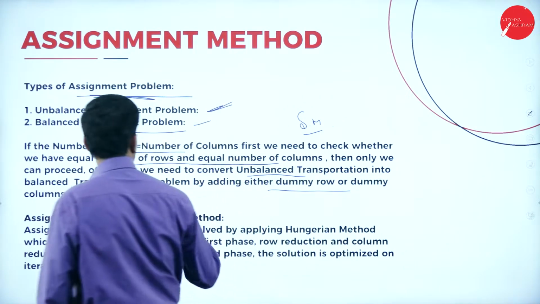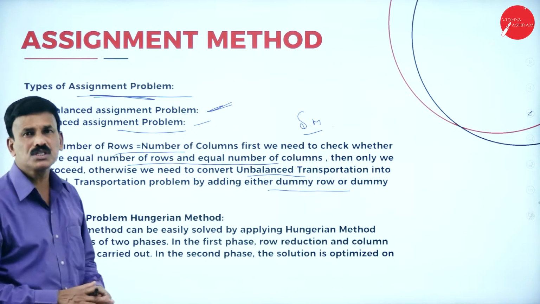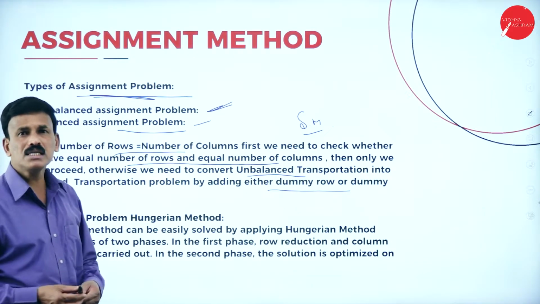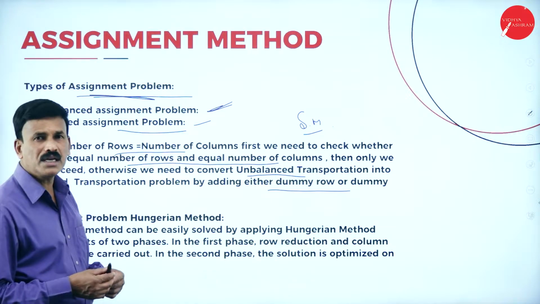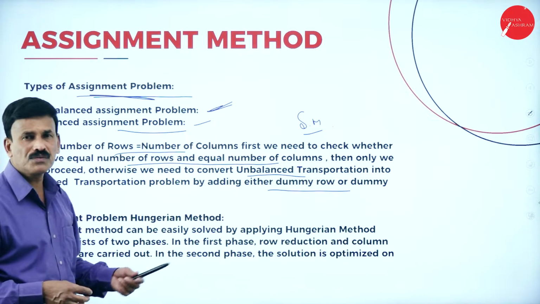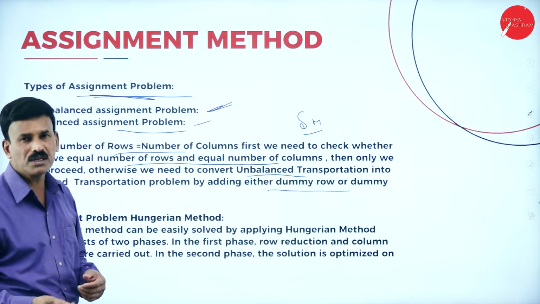So, if the number of rows is not equal to the number of columns, then the assignment problem is said to be an unbalanced assignment problem. This unbalanced assignment problem is to be converted into a balanced one by adding a dummy row or dummy column, so that the number of rows and columns become the same, a square matrix.